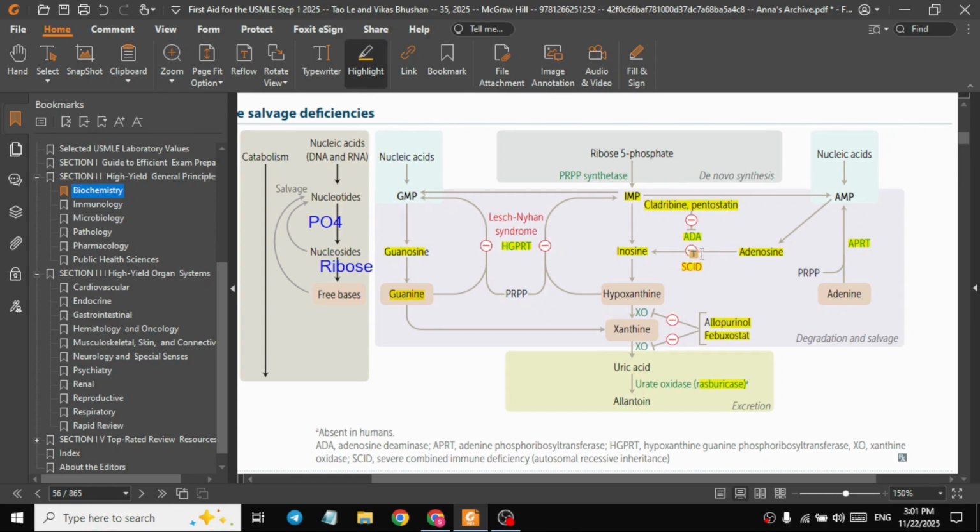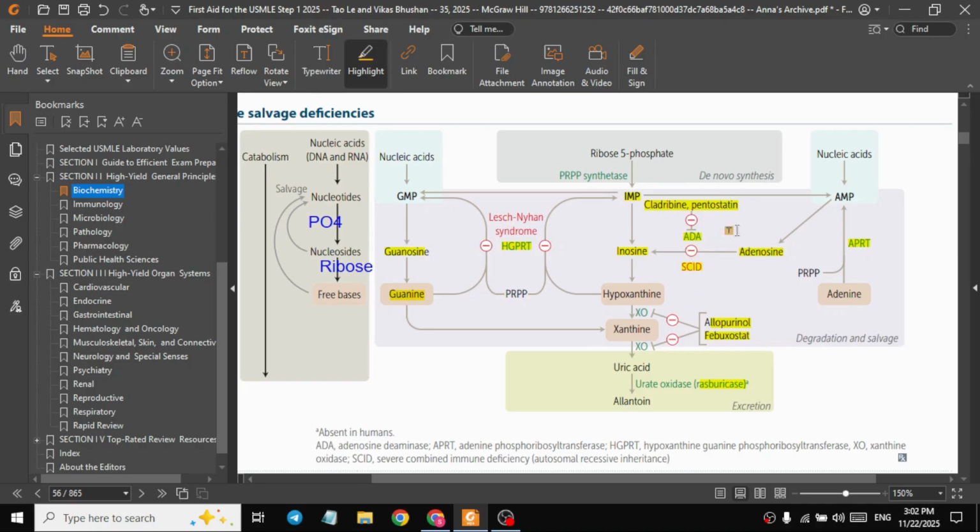And that's the problem. Now they've given you 2 drugs which you can start to correlate right now: cladribine and pentostatin. Okay, cladribine and pentostatin are trying to suppress the immune system via T cells. That's what they're doing, cladribine and pentostatin, right? They're inhibiting the immune system via ADA mechanism.